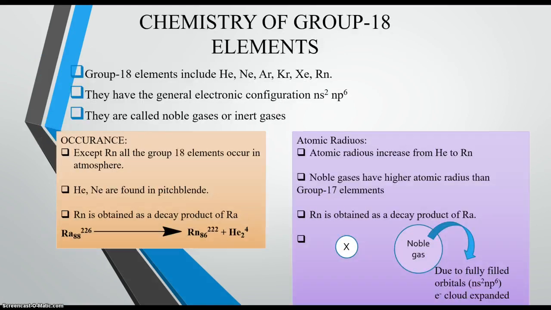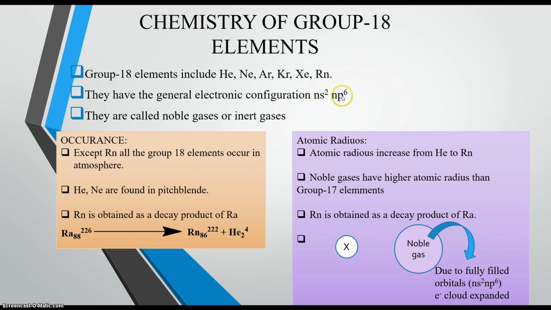So let's get started. First of all, the group 18 elements include helium, neon, argon, krypton, xenon and radon. These are the elements present in group 18, and these elements are called noble gases or inert gases. Why are they called noble gases or inert gases? Because if we see the electronic configuration of those elements, it is going to be ns2 np6. So we can see that it is a stable, completely filled shell.